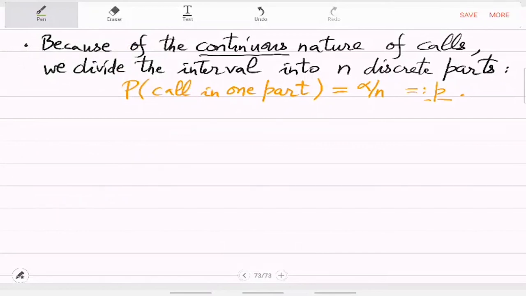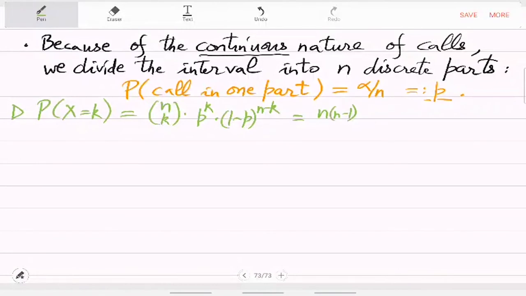Okay, so let us now do the calculation of what we want, which is x equal to k. So in n parts you want k parts to be active, so that is n choose k many ways. In k a call happens, in n minus k it does not happen. So in k you have p raised to k probability, otherwise it is 1 minus p to the n minus k probability. So what is that? So that is n dot dot n minus k plus 1 by k factorial, p is alpha by n, alpha by n to the k, and 1 minus alpha by n to the n minus k.